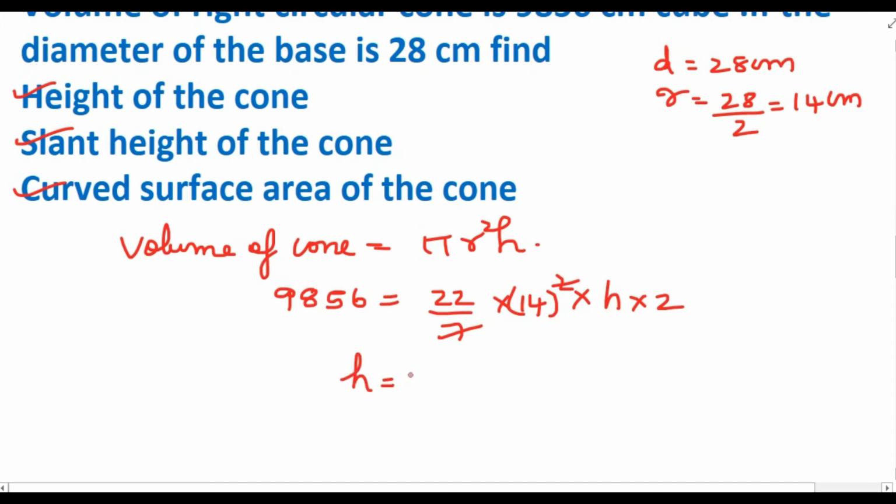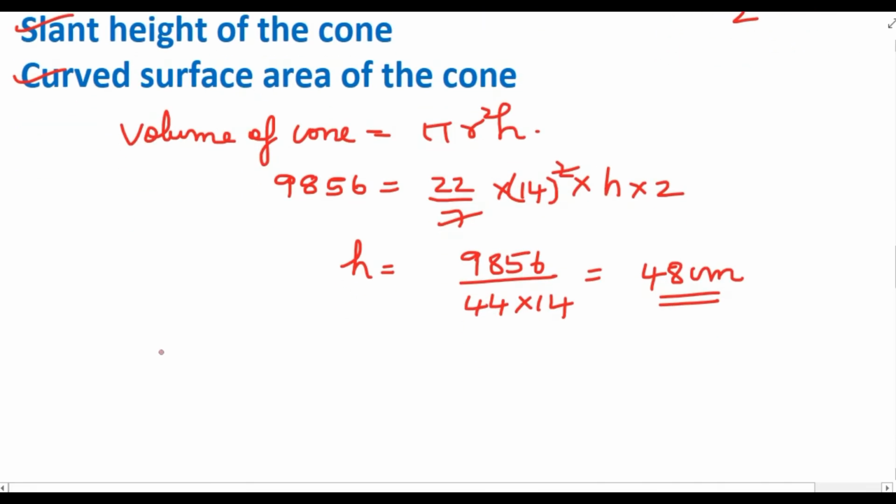22 into 2 is 44. So 9856 divided by 44 into 14, which is equal to 48 centimeter. Height of the cone is 48 centimeter. Next we need to find slant height.